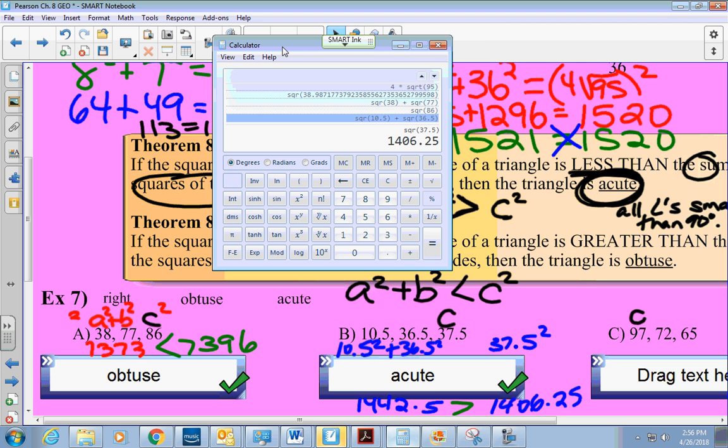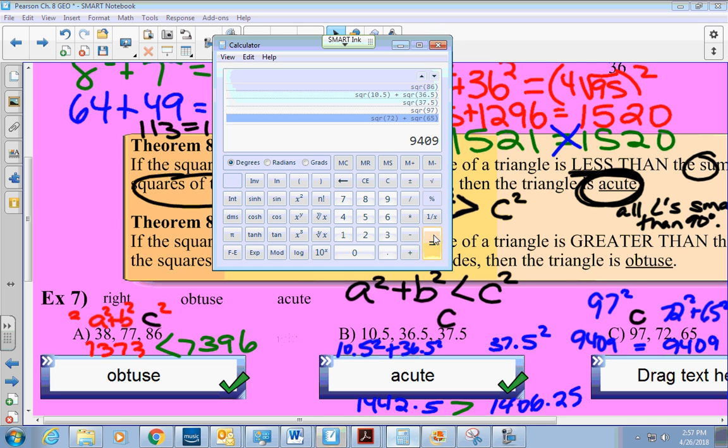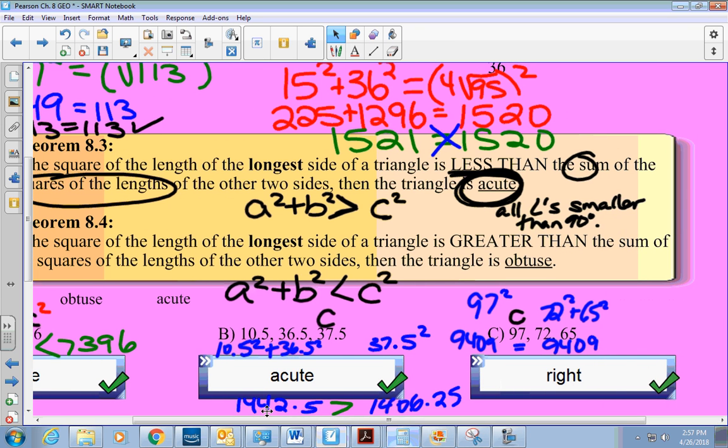Okay, last one. We have 72 squared plus 65 squared. We want to compare it to 97 squared. 97 squared is 9409. 72 squared plus 65 squared is 9409. Right. And it's a right angle. When they're equal, you are right on track.